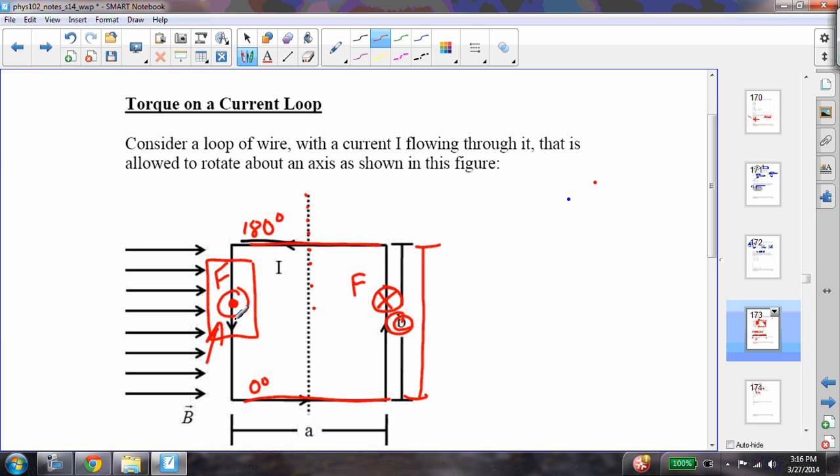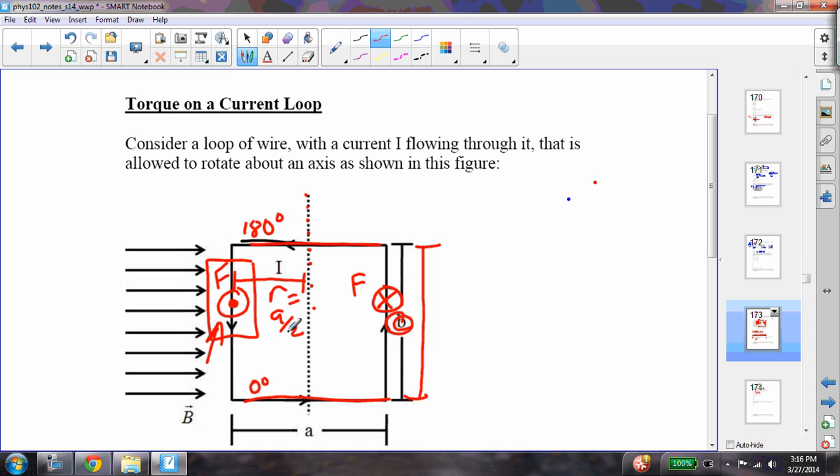So I have this force acting here, and my moment arm is going to be this distance, the length from where the force is applied to where the axis of rotation is. So that's going to be the length of my moment arm. Now notice this total distance is A, so R then will equal A divided by 2. And that's going to be the case for both.